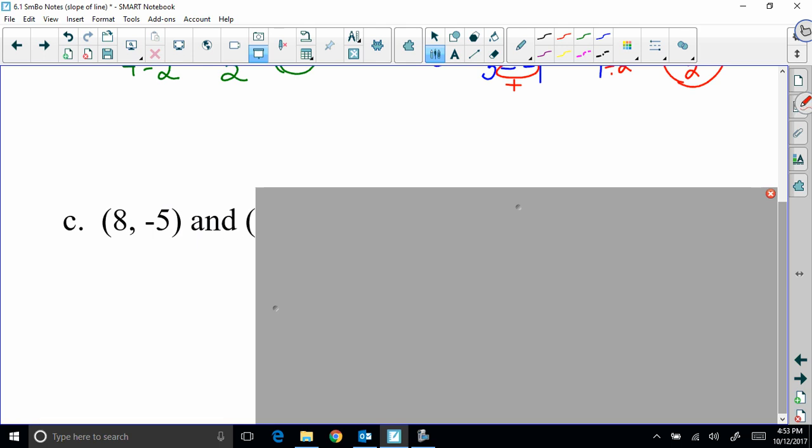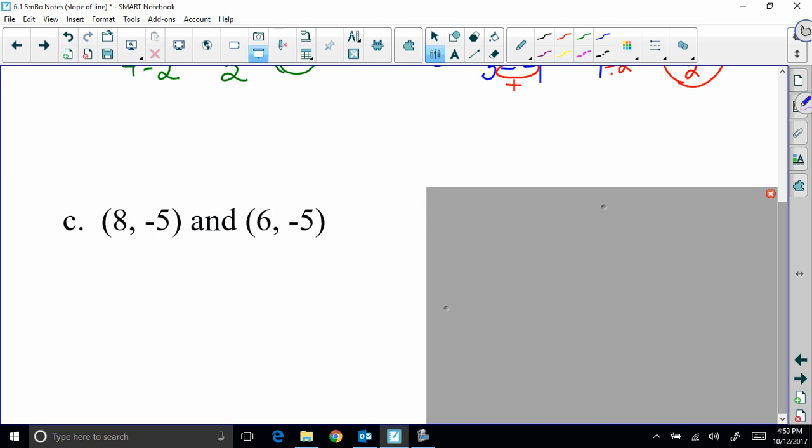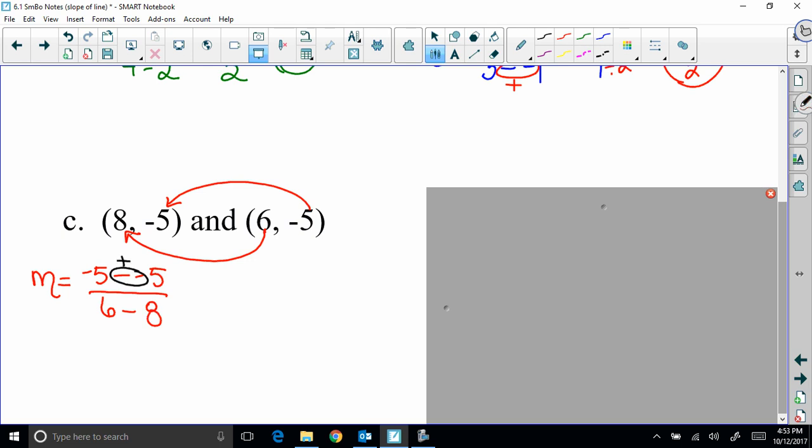All right, part C, doing the same thing. To find the slope, I'm going to subtract the y values. I'm going to start over here. So I'm going to do -5 minus -5 over, and then I have to start with this x value because I started in this point. So I'm doing 6 minus 8. When you subtract a negative, that becomes a positive. So -5 plus 5 is a 0 over -2.